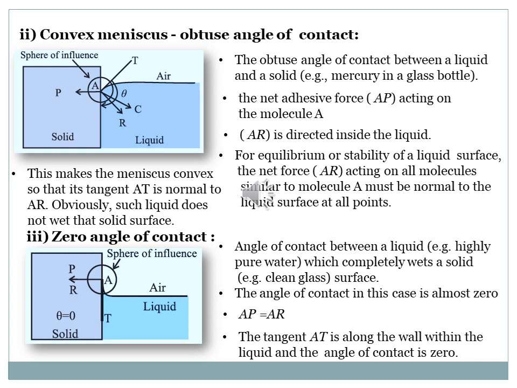So have a look at the diagram. Solid, liquid and air, three mediums are there. Again, point A is in contact with solid as well as liquid. So we are going to consider a sphere of influence. Alright, now what happens in this case? We are going to consider AR, which is directed inside the liquid surface. AP is the net adhesive force which is acting on point A, and AC is another force which is acting on point A. What will that be? That will be the force of cohesion.